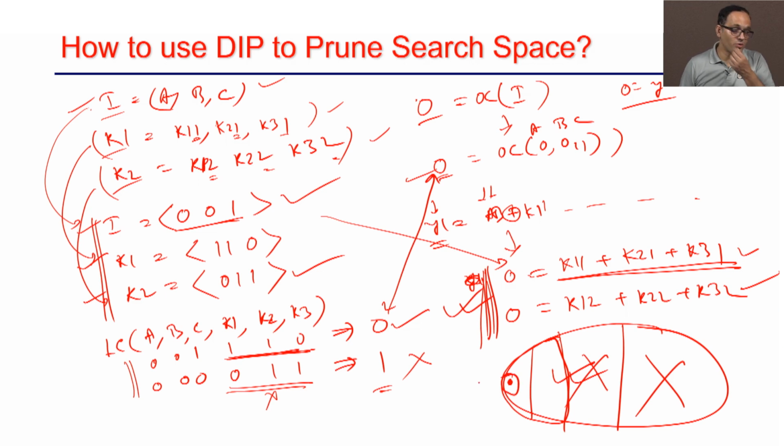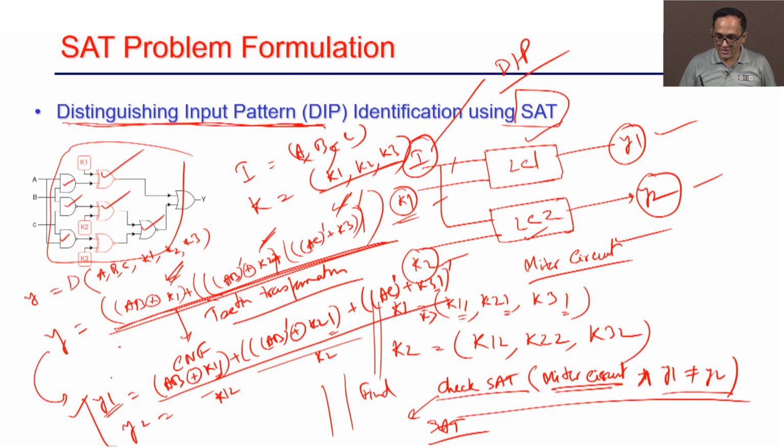In the last iteration, what will happen? SAT will return unsat, it will say unsat, because I do not have any two key values for which the output is different. That means for all inputs, the remaining keys always give the correct output. I do not have any scenario where there are two keys for which the output is different. So at that time I got the correct key. I will just check what keys are remaining there, and I will get that key.